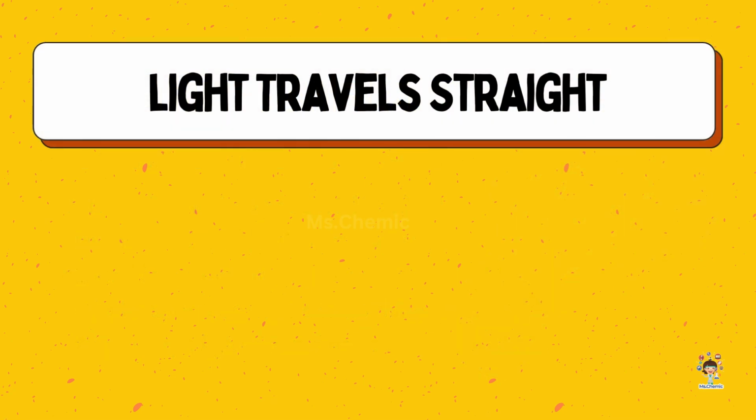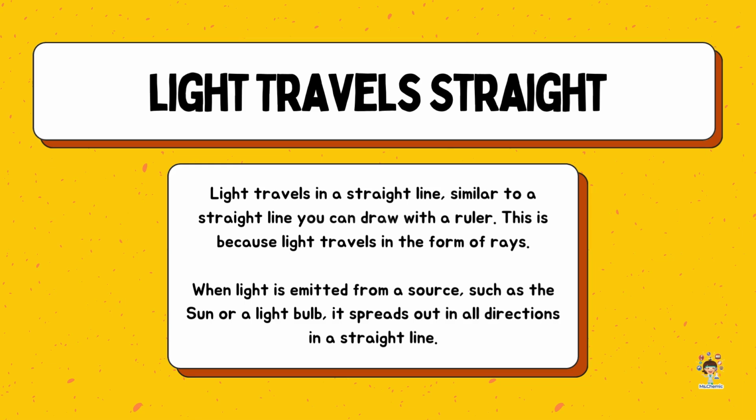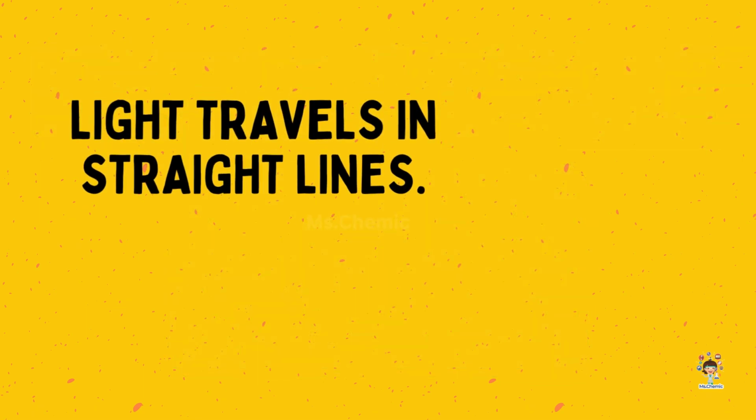Light travels straight. Light travels in a straight line, similar to a straight line you can draw with a ruler. This is because light travels in the form of rays. When light is emitted from a source, such as the sun or a light bulb, it spreads out in all directions, in a straight line. Light travels in straight lines.